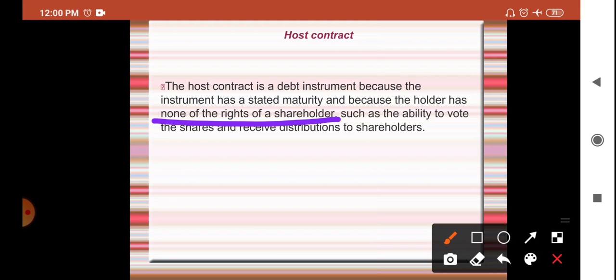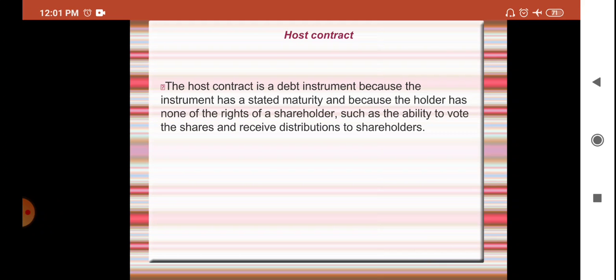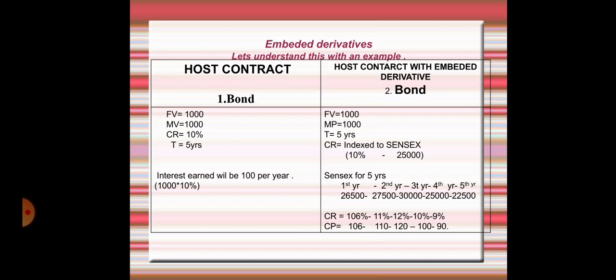They are free from all kinds of profit distribution and loss bearing and also the voting rights, and also they don't have any kind of role as an administrator. So simply it is a debt instrument, it doesn't have any ownership in the company. So this is all about the host contract and the embedded derivatives.